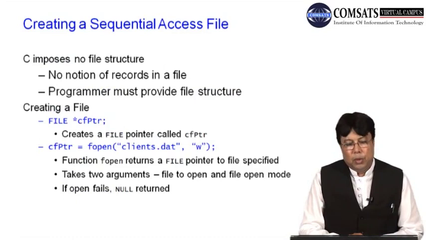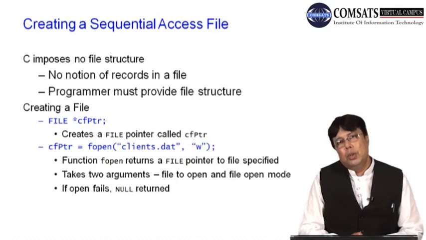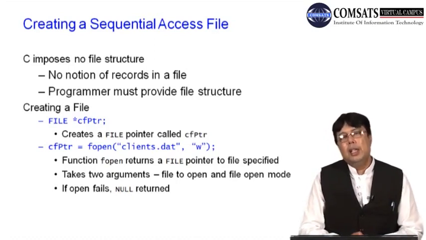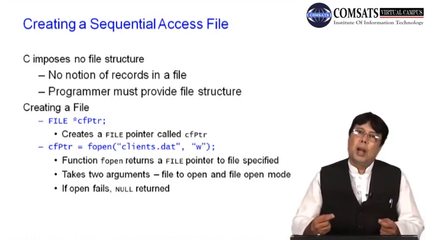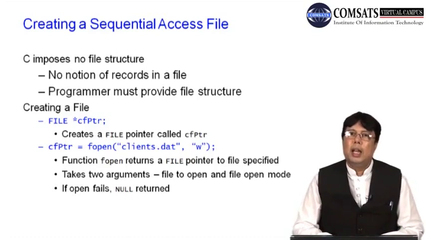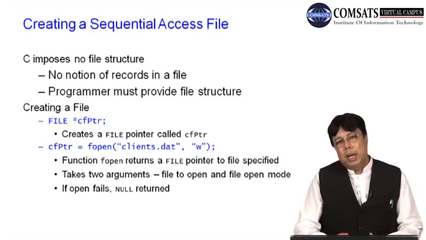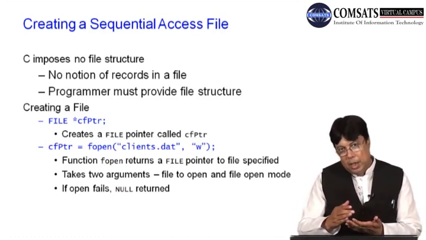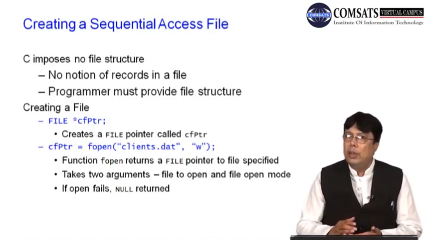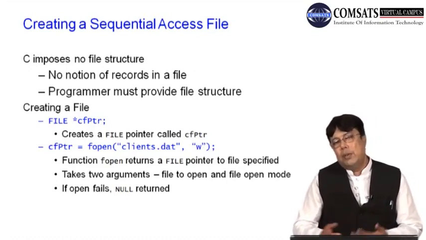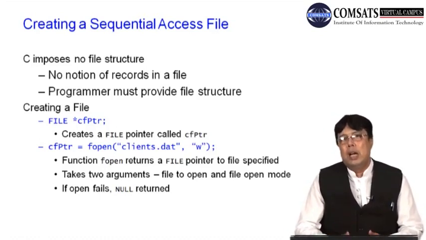Creating a sequential file. No notion of record in a file. What does it mean? I have already explained that for C language the file is a stream of bytes. What does that mean? It is very simple: C language does not know the structure of your record. The stream of bytes, you will write knowing the structure of the record by yourself. So when you write it, you will know the structure. When you read it back, you should know the structure as a user, as a programmer, as the creator of that particular file.